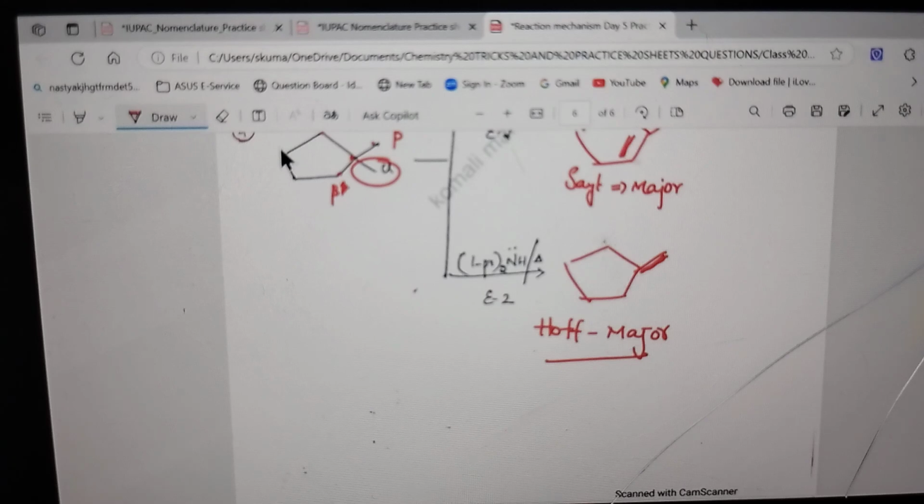Good girl, Manar. Come on, high five. Good. Keep it up. With this, your chapter of reaction mechanism is done.